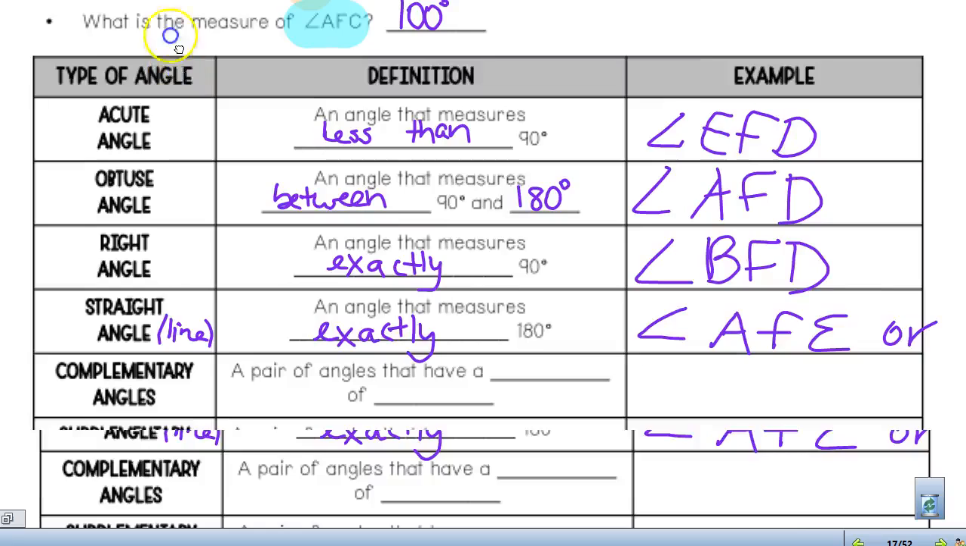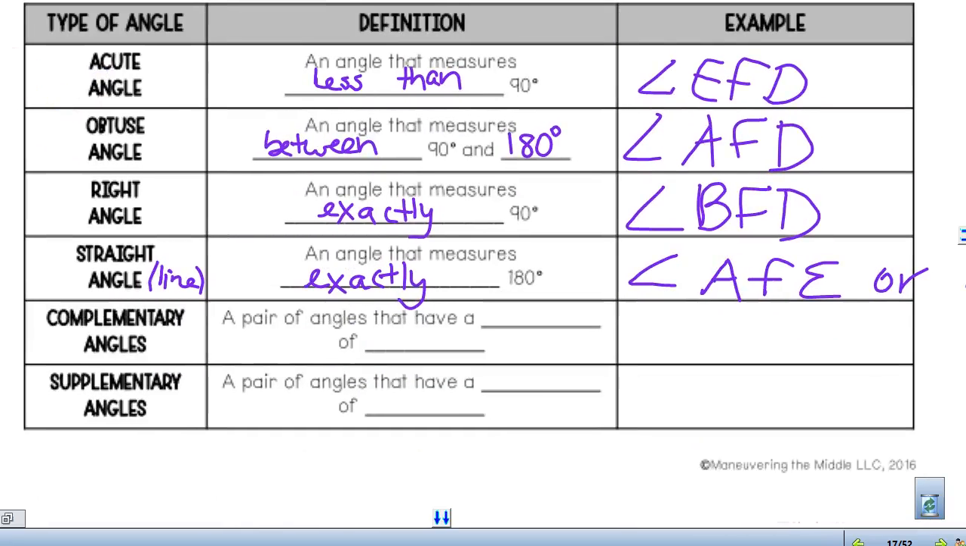All right, now we're going to jump down to complementary and supplementary angles. And I'm going to actually start up a second video here for the rest of these notes.